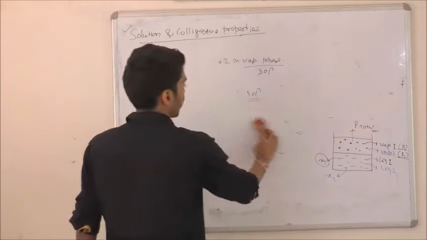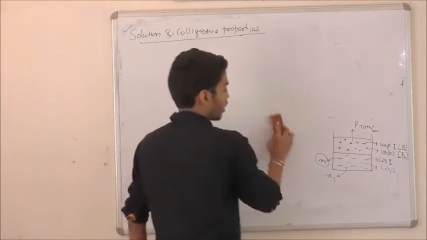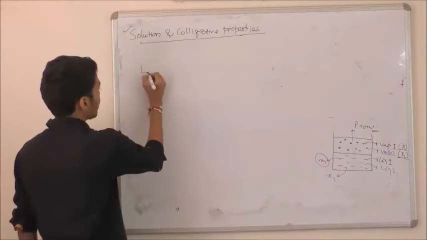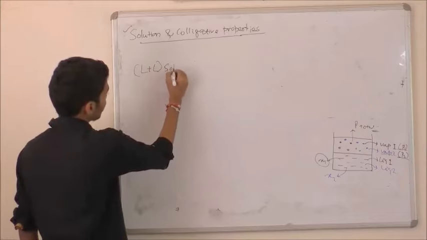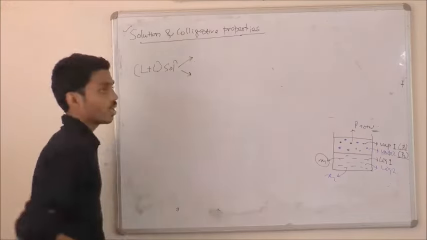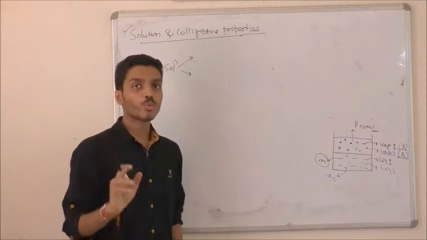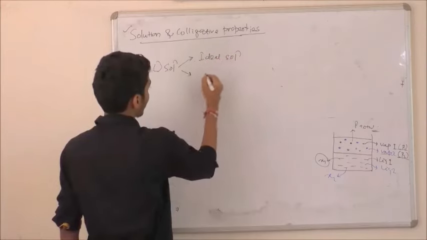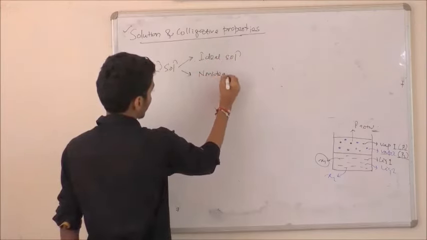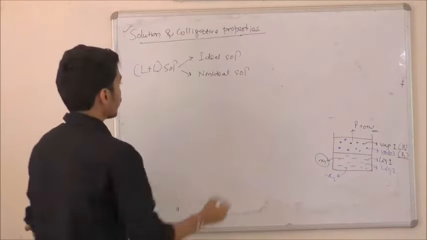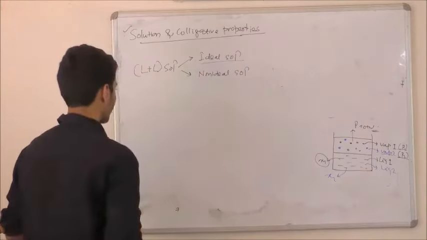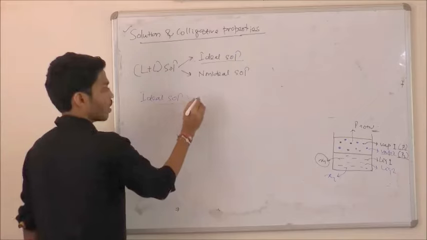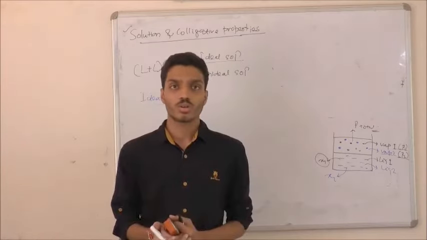So this was all about Raoult's law and liquid solution. Now students, let me tell you, this liquid plus liquid solution is of two types. Again we are dividing it. The first is ideal solution and the second one is non-ideal solution. So first let's discuss ideal solution. Students, tell me, what is an ideal solution?